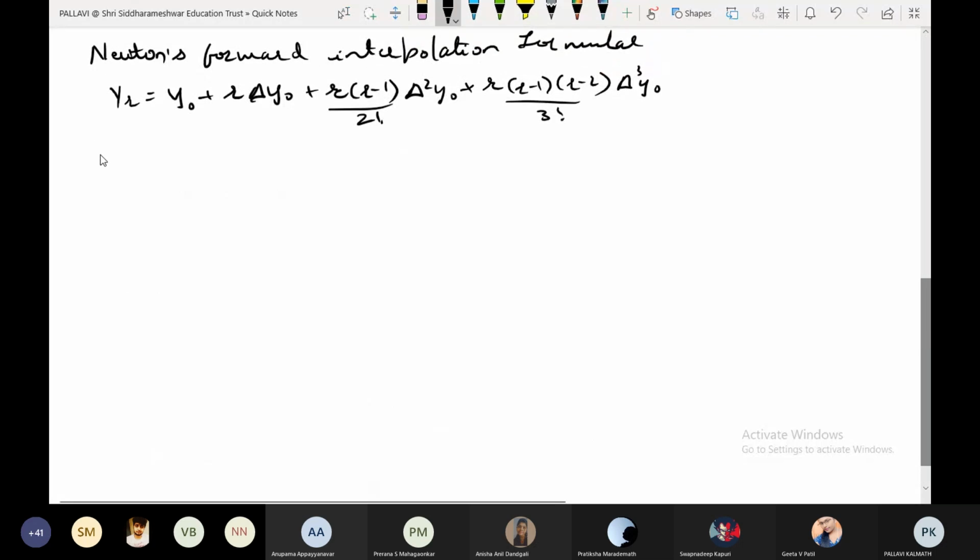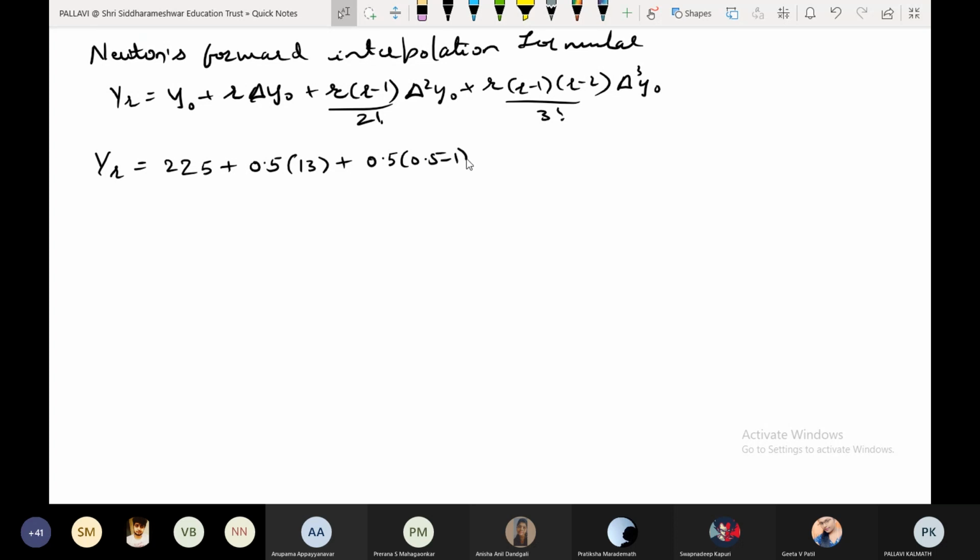So substitute all the terms now. yr is equal to y naught, which is 225, plus r, which is 0.5, into the first difference 13, plus 0.5 into 0.5 minus 1 divided by 2 factorial into the second difference 69, then 0.5 into 0.5 minus 1 into 0.5 minus 2 divided by 3 factorial, which is 6, into minus 131.